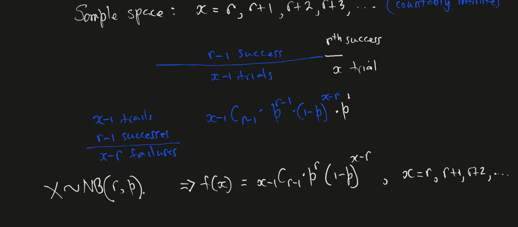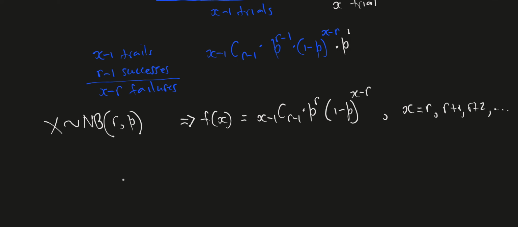In the binomial case, the parameters were n and p because your n was fixed and you were counting the number of successes. Now your number of successes is fixed, that's your r, and we're counting the number of trials it takes to observe those successes.